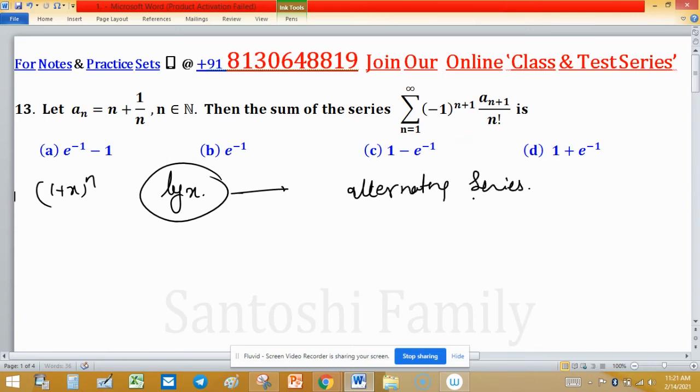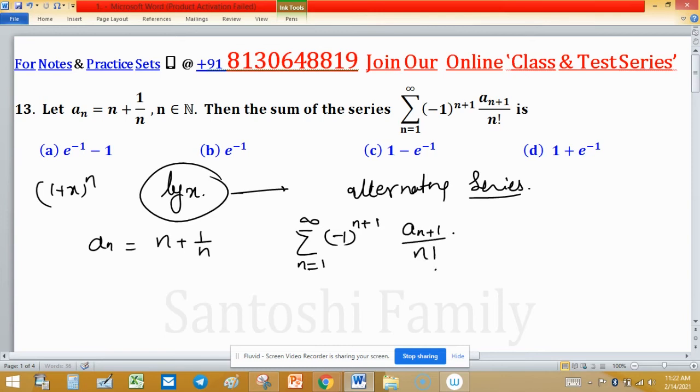So to find the sum of the series, a_n is given as (n plus 1) upon n, and the expression for the series is summation of (-1) raised to the power n plus 1, n running from 1 to infinity, a_n plus 1 upon n factorial.